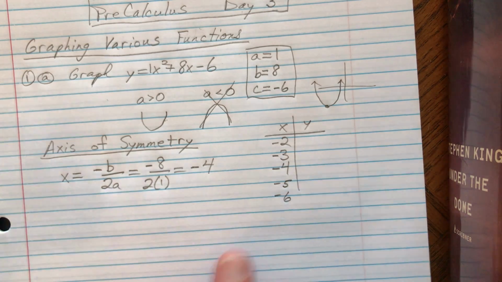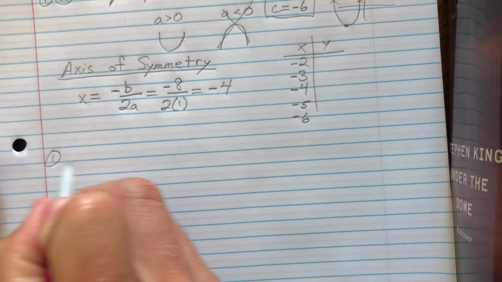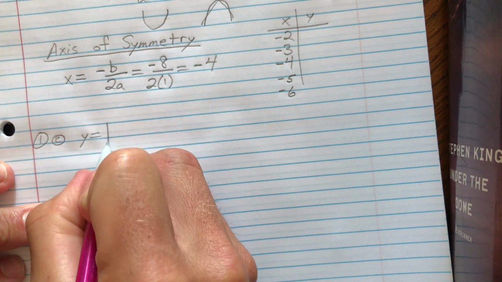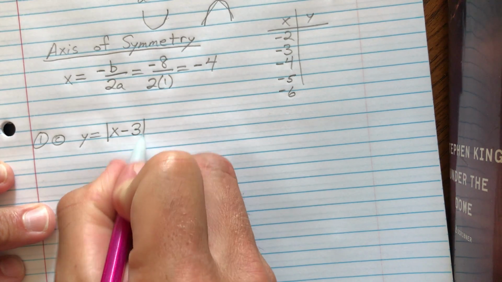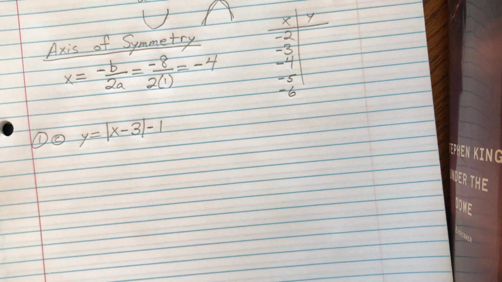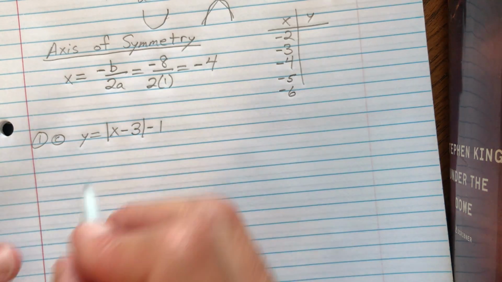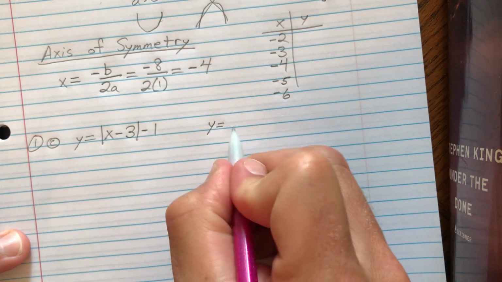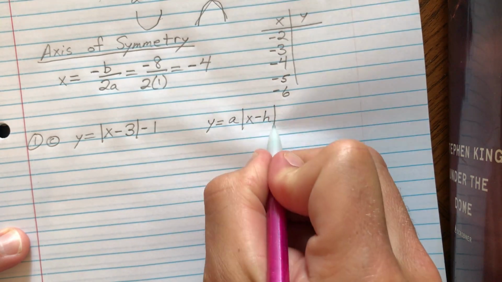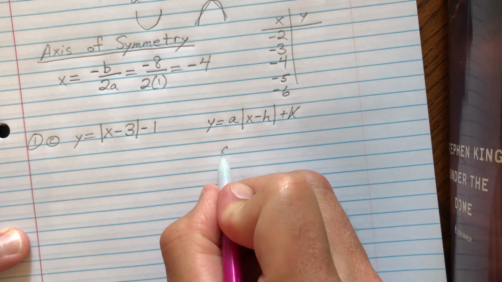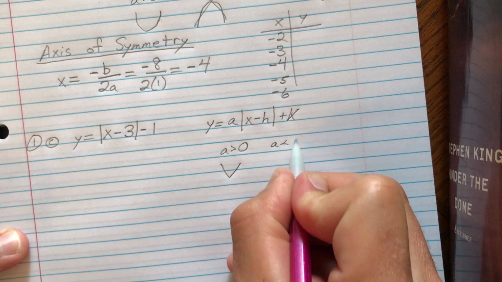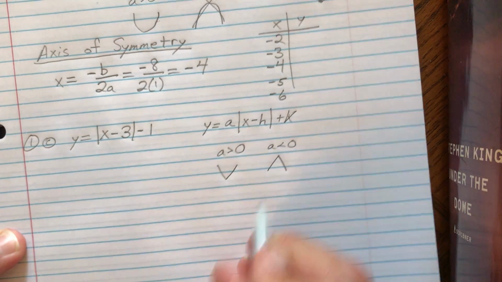Let's try letter C. So this is 1C. Y equals the absolute value of x minus 3, minus 1. So an absolute value looks like a V. And the general equation for an absolute value equation is a times the absolute value of x minus h, plus k. Once again, if a is positive, it's going to be opening up. If a is negative, it's going to be opening down.